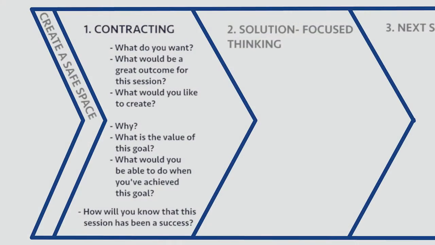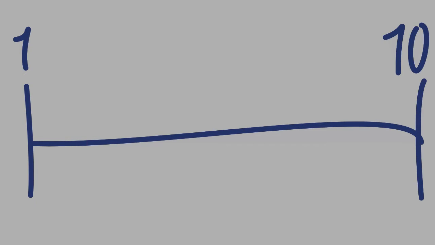The last big contracting question is, how will you know that this coaching session has been a success? We often use a kind of scaling tool to evaluate success. So, on a scale of 1 to 10, where 1 is you just thinking about your objective and 10 is total commitment to making it happen, where are you now? How far up the scale could you get today in this session? How will you know that you've got there?